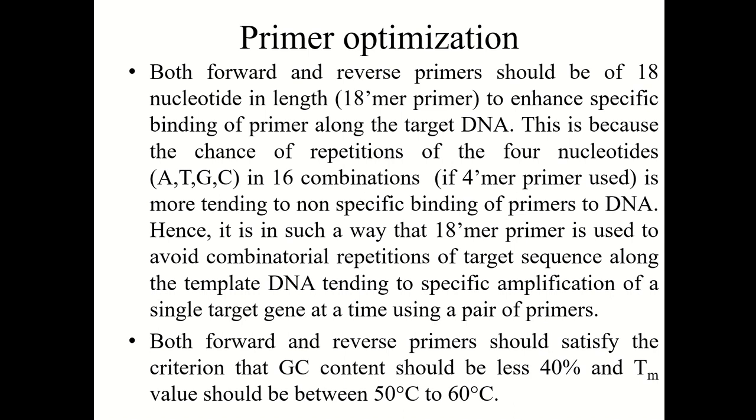Both forward and reverse primers should satisfy the criterion that the GC content should be less than 40% and the Tm value should be between 50 degrees C and 60 degrees C.